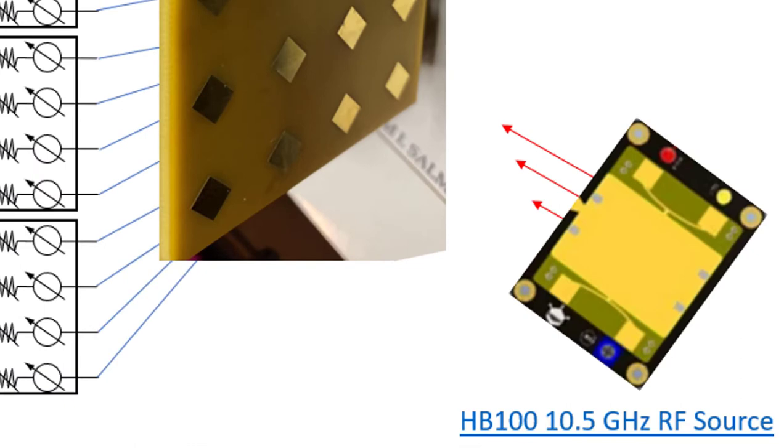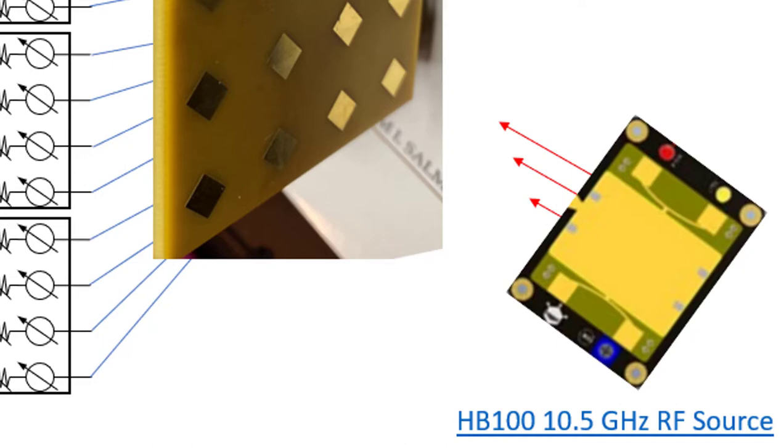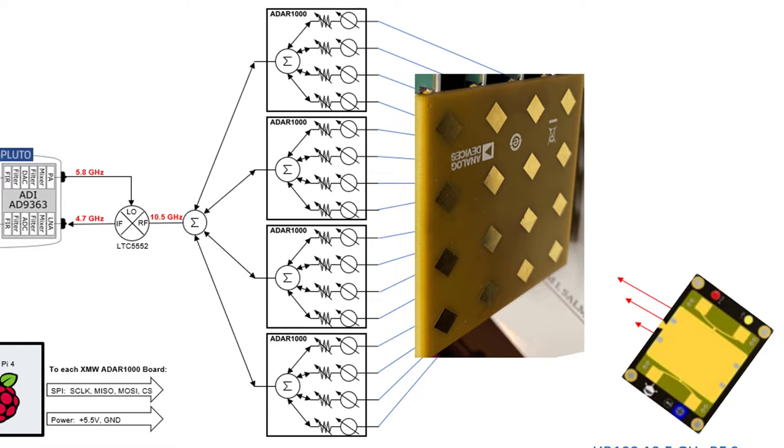On the very right-hand side, you see this HB100. We'll talk about that later, but it's just this very cheap, very portable 10.5 gigahertz RF source. And that will just shine down onto this 16-element phased array panel here that's connected to the phased array cube. And then you can see those four ADR1000 cards there. They'll all get summed together.